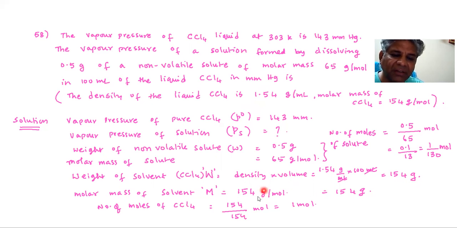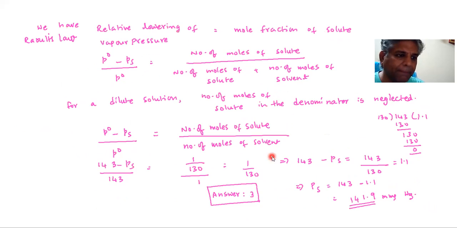The molar mass of the solvent is already given to you, 154 grams per mole. Now you calculate the number of moles of CCl4, that is, the number of moles of solvent. So 154 by 154 turns out to be 1 mole. Now this is the problem with regard to relative lowering of vapor pressure, that is Raoult's law. According to Raoult's law, the relative lowering of vapor pressure is equal to the mole fraction of the solute.